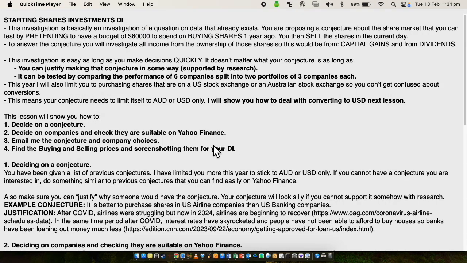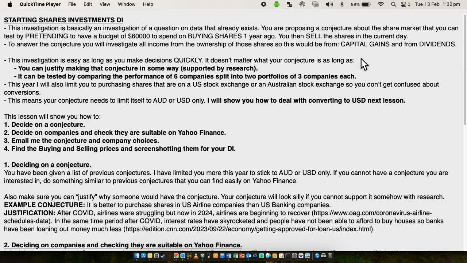Okay. So this lesson is about starting your shares DI. This investigation is something that scientists often do, which is like a retrospective analysis where data already exists and you're going back in time to see trends in the data. You're doing that with shares.